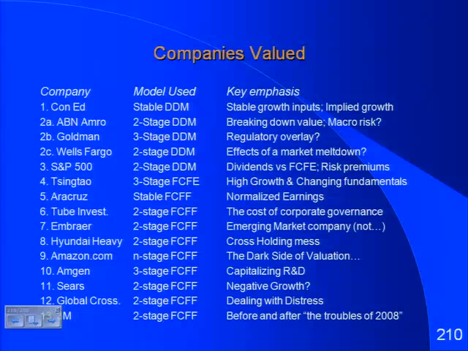Aracruz to talk about, with commodity companies, the importance of normalizing earnings. Tube Investments, which is an Indian small family-run company, to talk about issues of corporate governance. What happens when you have a company that's actually earning less than its cost of capital and you don't see any light at the end of the tunnel? Normally when a company earns less than the cost of capital, you say, oh, things will improve, I'm going to bounce back. But what if this company's done this for a long time and there is no way you can change the way the company is run?